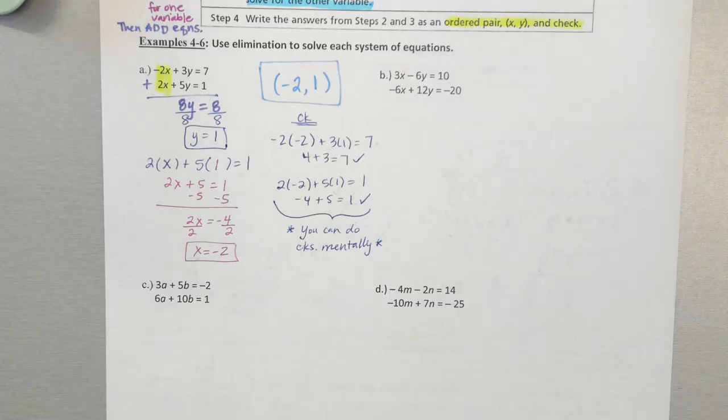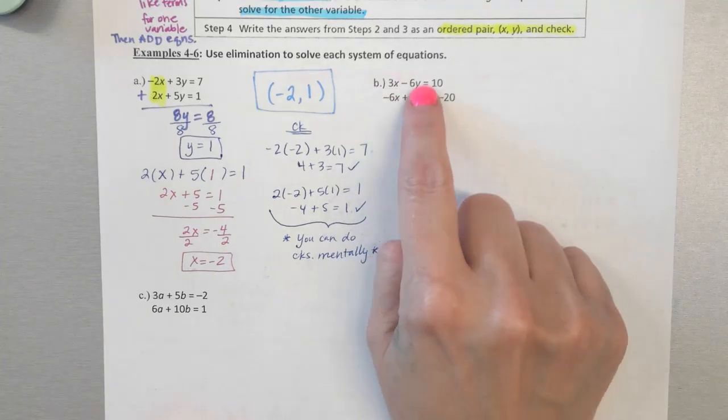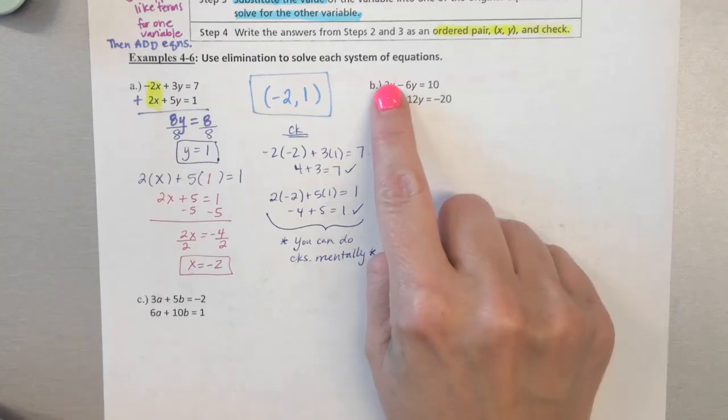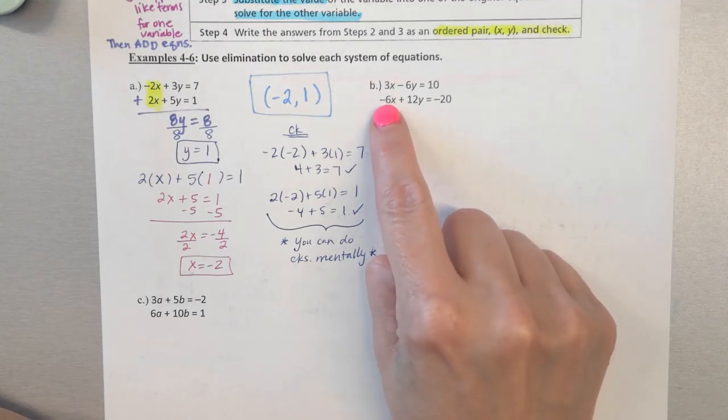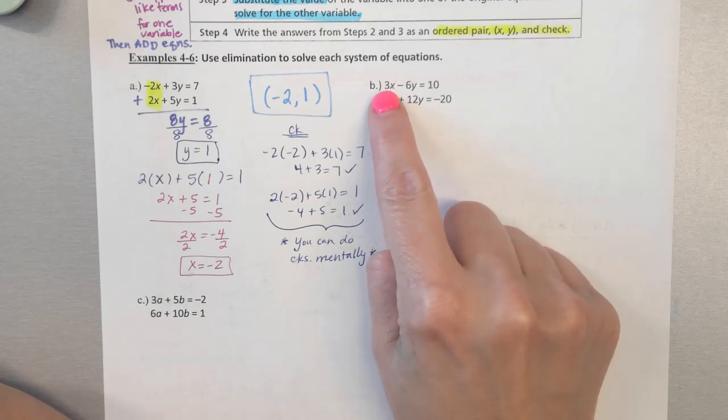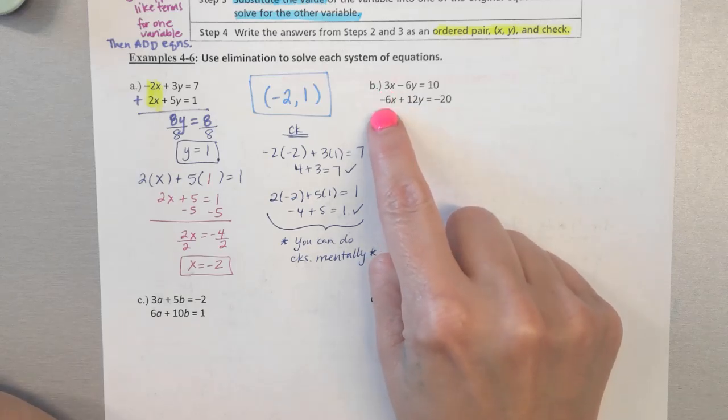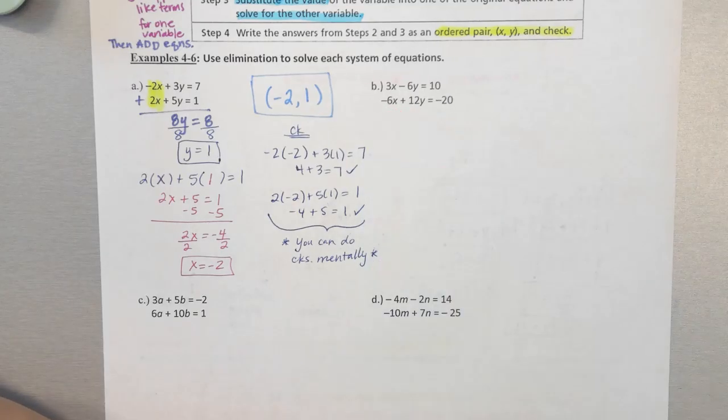For part B, we don't have any that are automatically going to cancel out if we're going to add. So we want to make them opposite. So we have 3 and we have -6. The first thing I'm going to do is see if I can multiply something by 3 to get to +6, because you want them to be opposite. Yep, so you can multiply by 2.